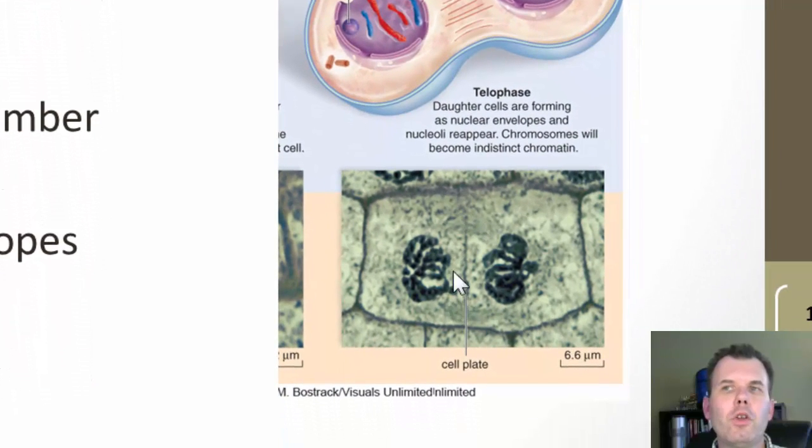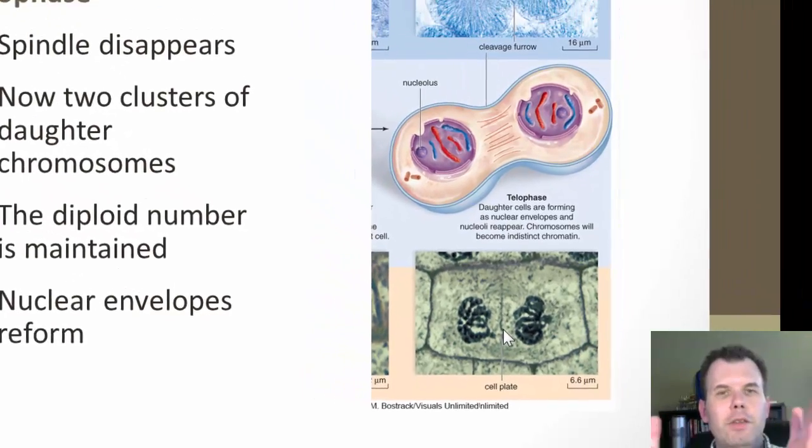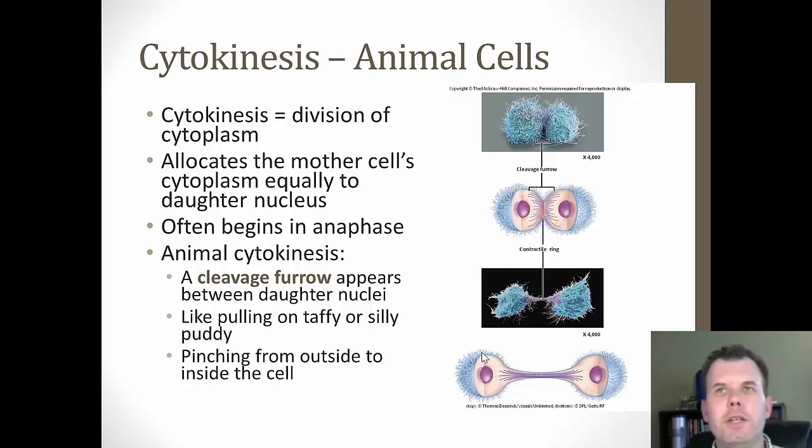In plants, it's a little bit different. What you get is what is called a cell plate, and that starts to form in between the two cells and forms a wall between. It's like building a brick wall between the two neighbors to separate the neighbors out. And we'll talk about that in just a second. So cytokinesis is equal to the division of the cytoplasm.